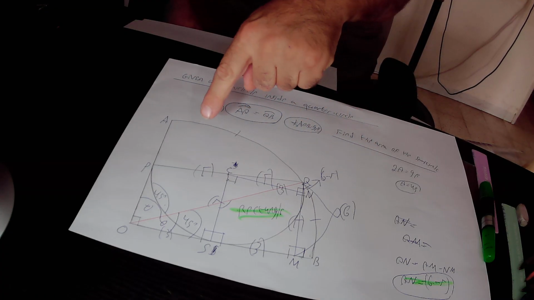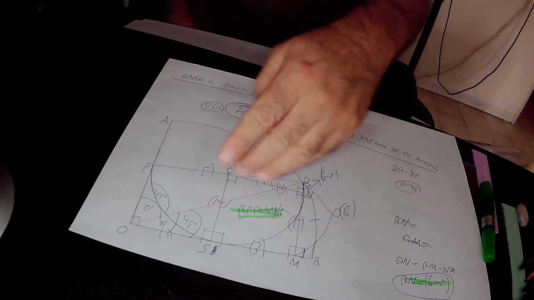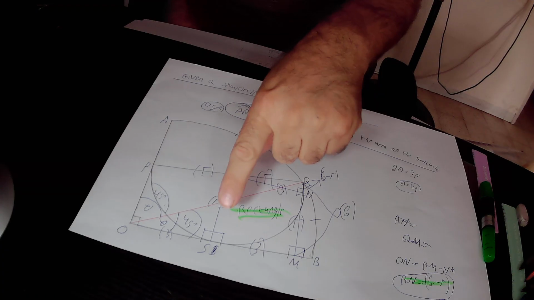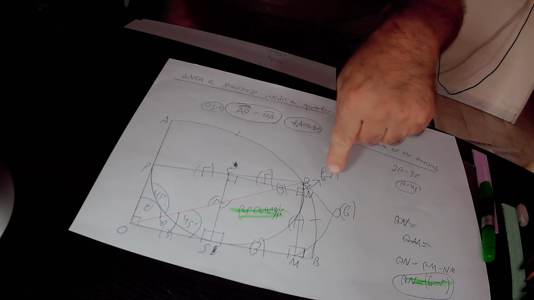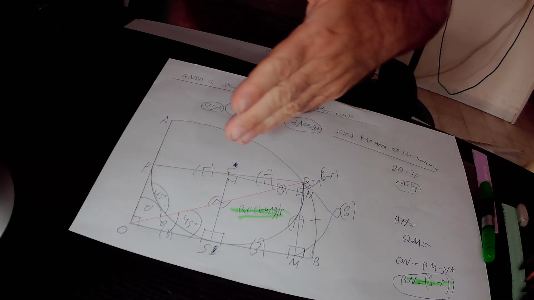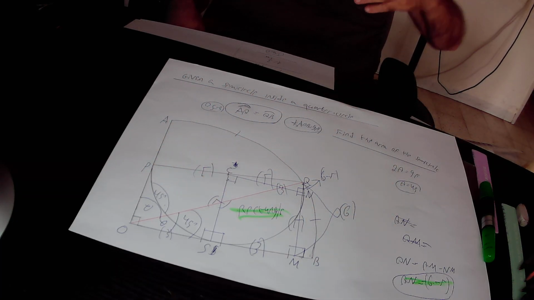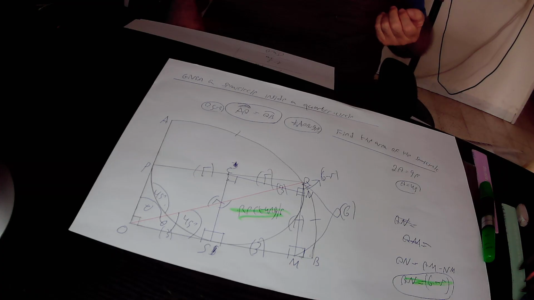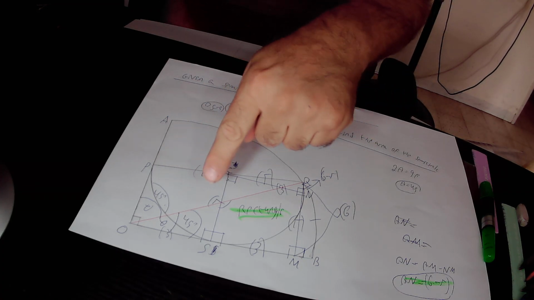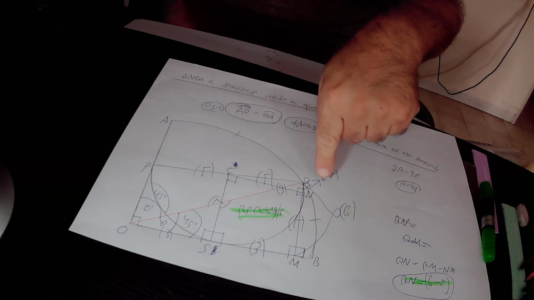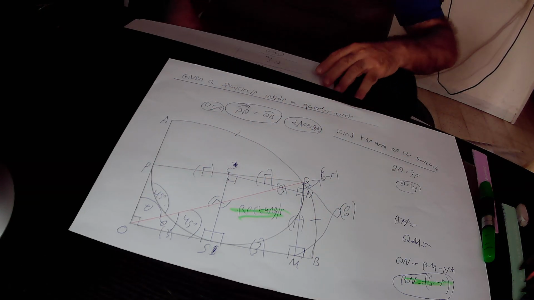PQ connects the 3 parallel lines. OM also connects the 3 parallel lines. We have a special relationship between PQ and OM that connects the 3 parallel lines together. The special relationship, according to the theorem, is as follows: PC over CQ equals OS over SM.